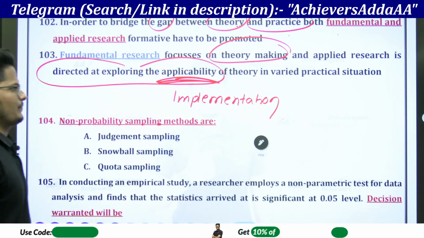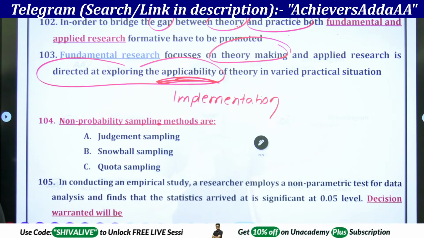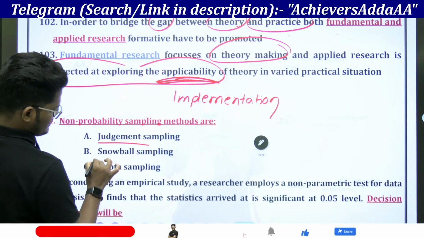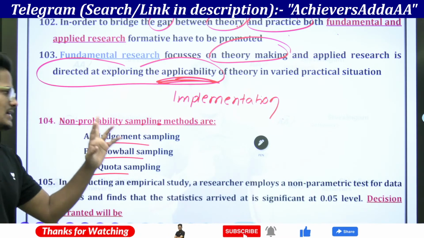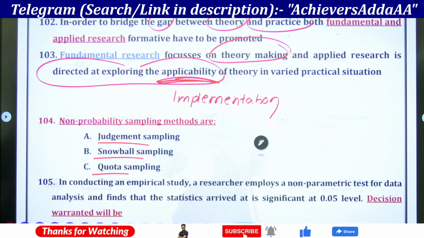That comes under here. Next, non-probability sampling methods are judgmental sampling, snowball sampling, quota sampling. Non-probability sampling methods are judgmental, snowball, quota.